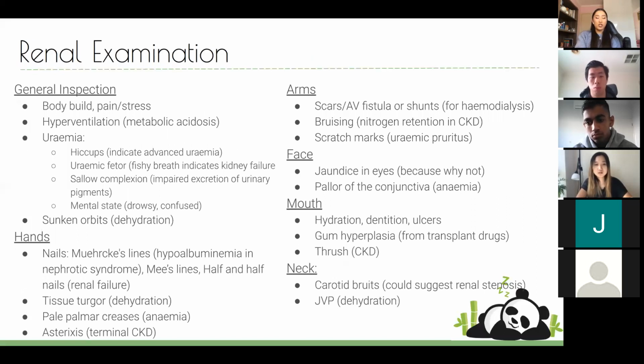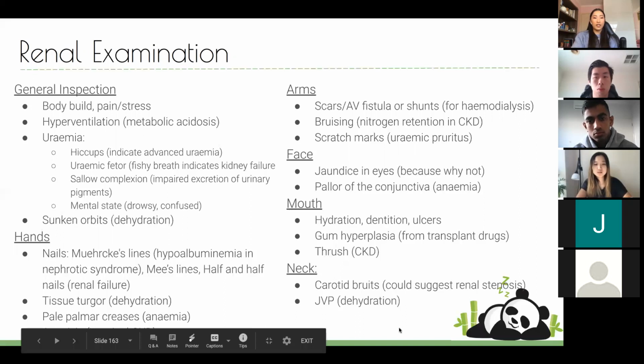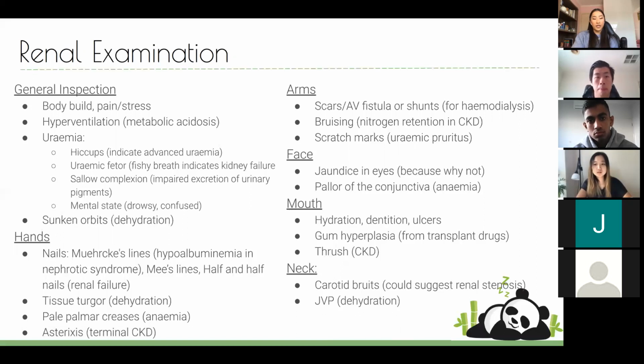So general inspection, you look at body build, pain, distress as you normally would, but you also look for your CKD complications. So hyperventilation in metabolic acidosis, they breathe rapidly, and your uremia signs. So the hiccups, uremic fetor, apparently like a fishy breath that they get, the sallow complexion of uremic tinge, and mental state changes if they've got delirium. Sunken orbits. So in the renal exam, the other thing you're really looking for is dehydration as an important cause. So sunken orbits could be a sign of that.